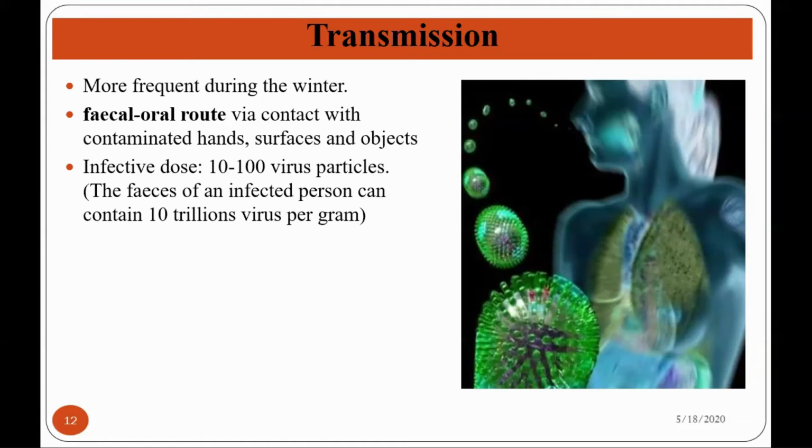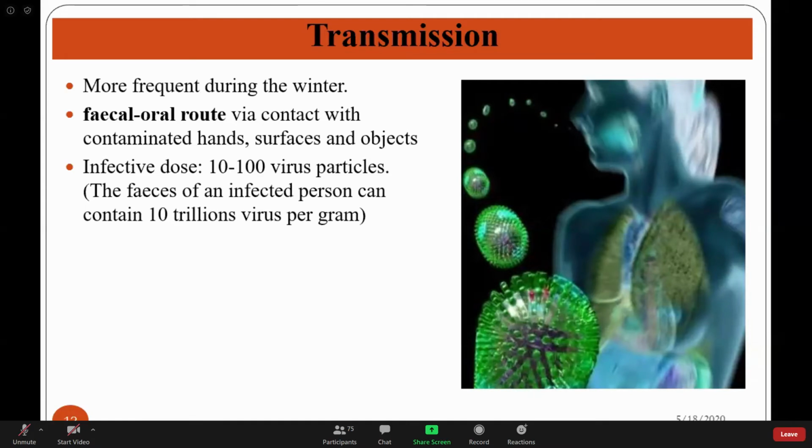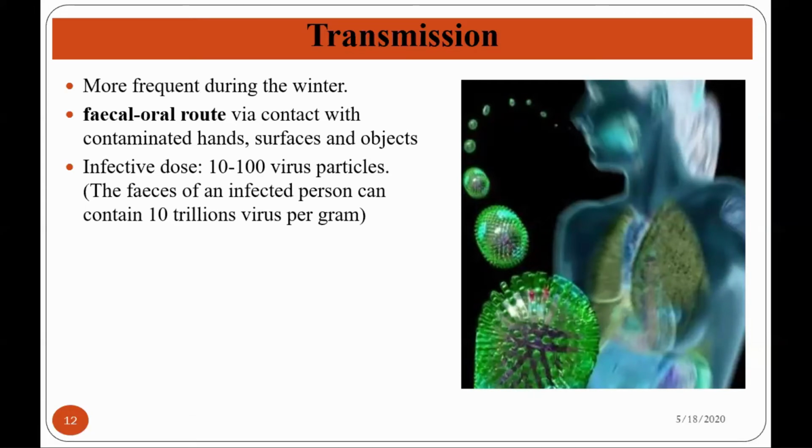The infective dose of rotaviruses varies from 10 to 100 viral particles. The feces of an infected person may contain about 10 trillion viral particles per gram of stool sample. So when a person comes in contact with these rotaviral agents, or takes food which is possibly contaminated by these rotaviruses, these viruses gain access and reside in our gastrointestinal tract, mainly the small intestine.